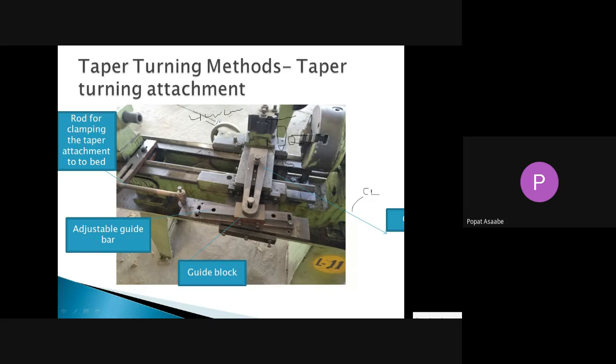This link is called the connecting link. This block is called the guide block. This plate is called the adjustable guide bar. This rod is used to connect the whole assembly, the whole attachment, to the lathe bed. With the help of that rod we can attach or hold the whole attachment to the bed.